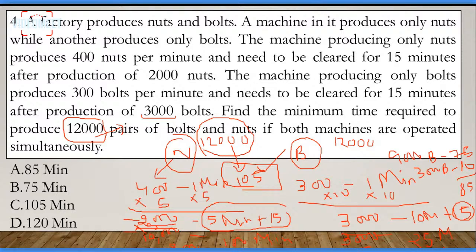What is the answer of this question? Please tell me. The answer of this question is 105 minutes. Minimum 105 minutes is required to produce 12 pairs of bolt and nut. Fine. Is it clear?